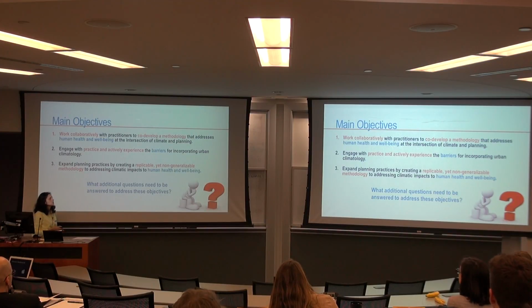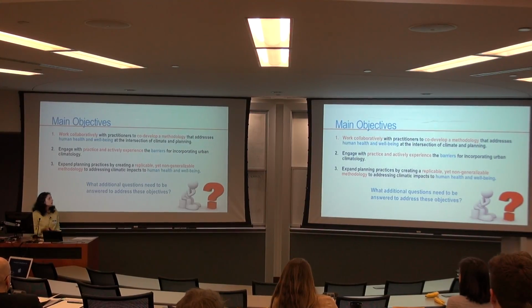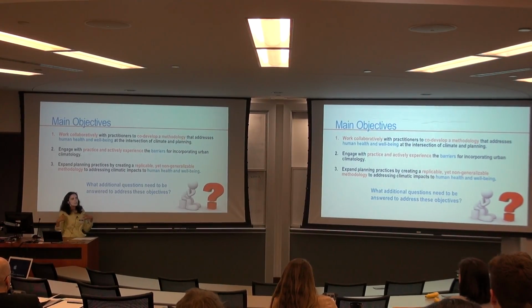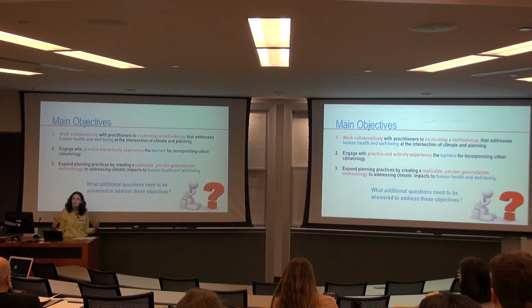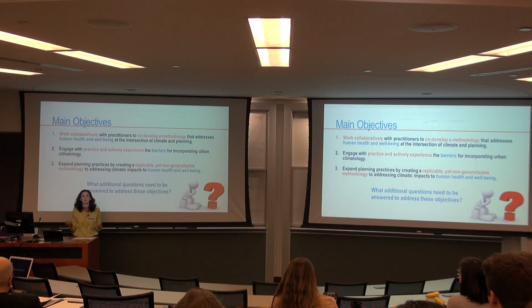My main objectives, firstly and foremost, is to work collaboratively with practitioners. And I'm trying to co-develop a methodology that addresses human health and well-being at the intersection of climate and planning. Engage with practice and actively experience the barriers that might occur while I'm trying to incorporate urban climatology. And then expand on practices by creating a replicable, and this is very important, non-generalizable methodology. If we're talking about localized effects, there's no way you can replicate this in the same way. It can't be general, to address human health and well-being.